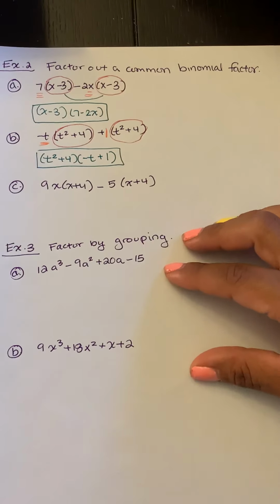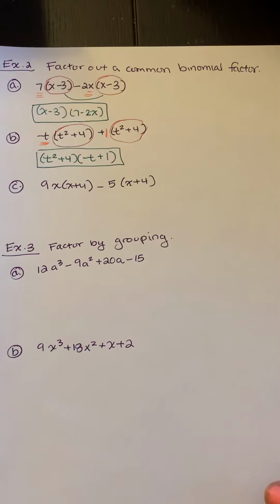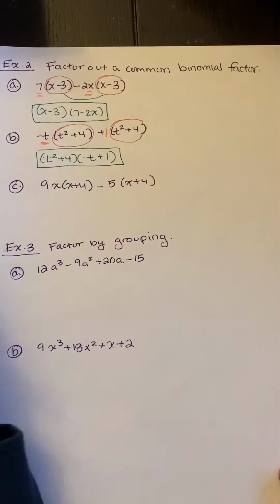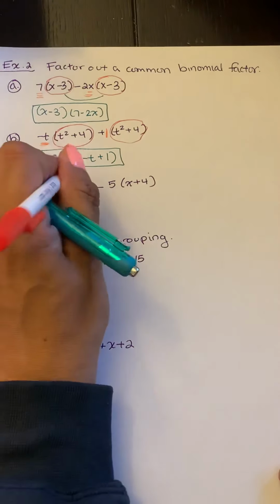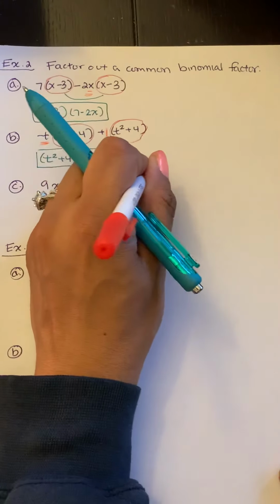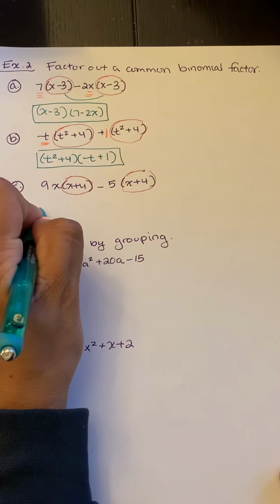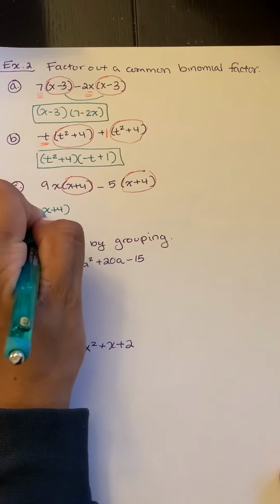It's called factor by grouping. So we're looking for a common binomial factor. Again, let's take a look at C. They have x plus 4 in common. So write that down, x plus 4.